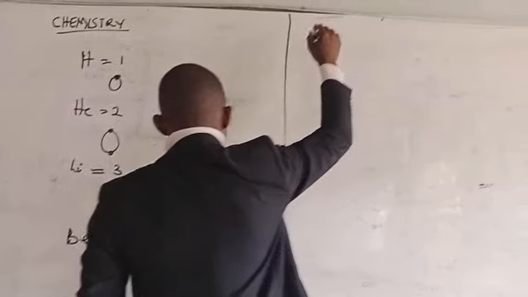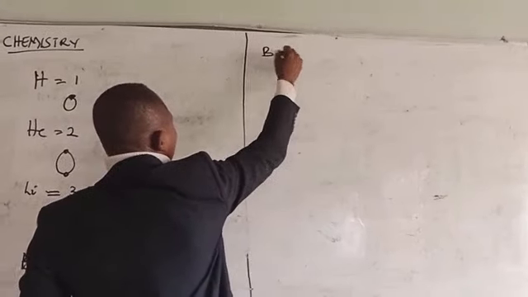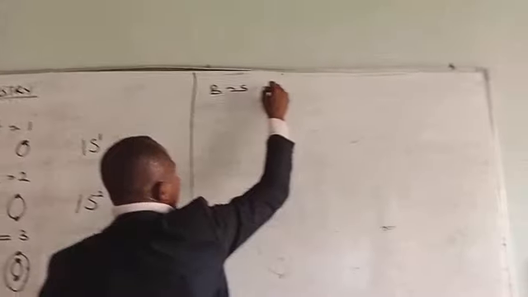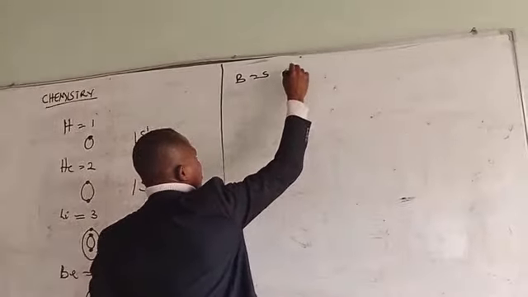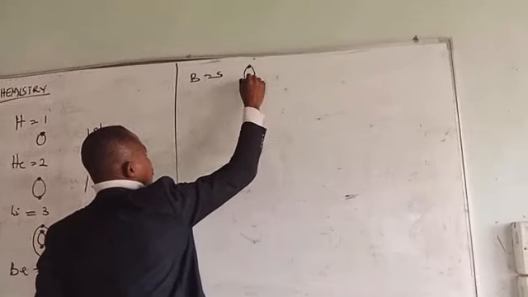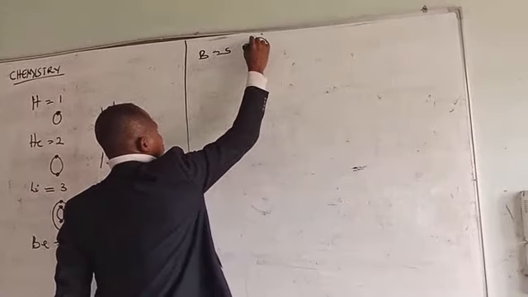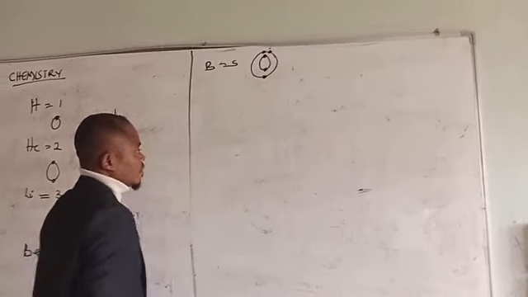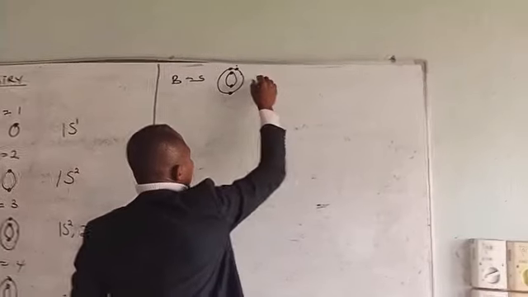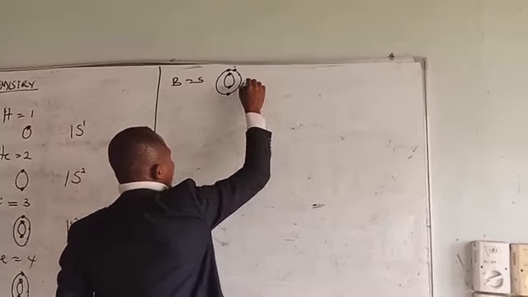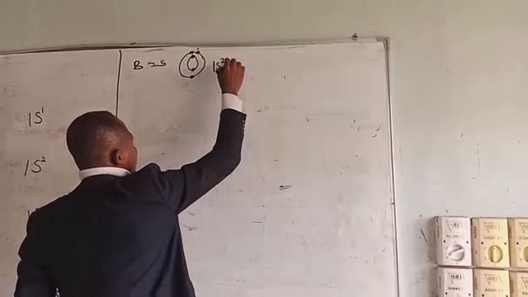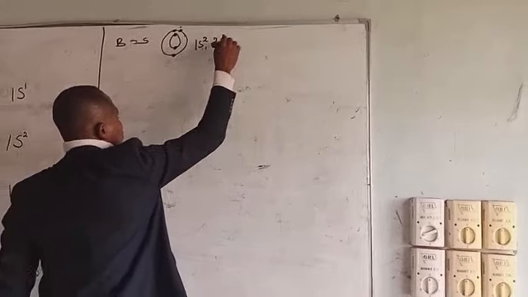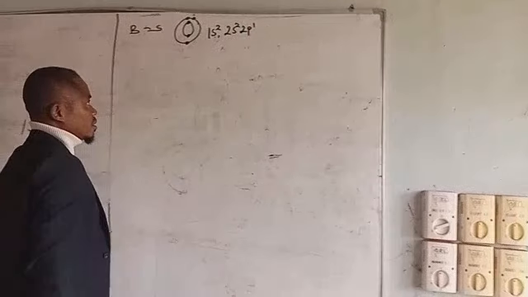We have boron, 5. It's going to be 1, 2, 3. This is 5. I'm going to subtract this. SPDF now is going to be 1s2, 2s2, 2p1.